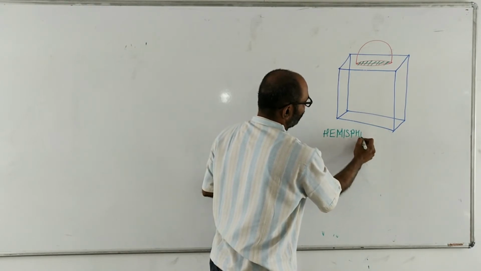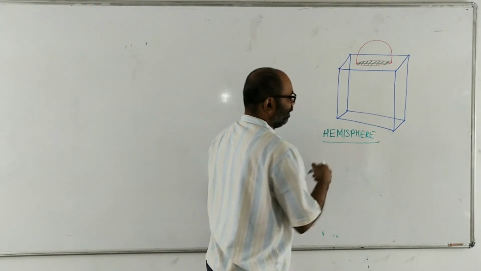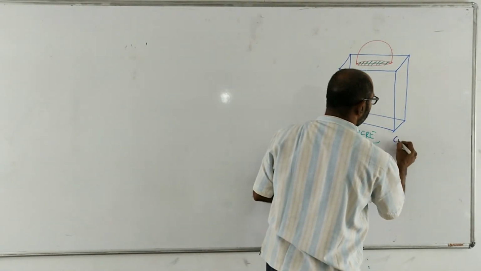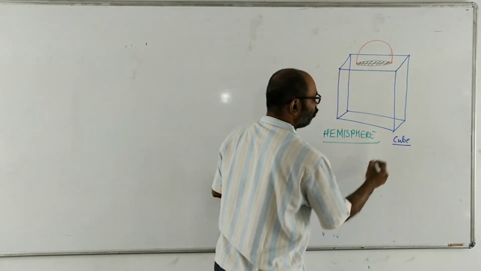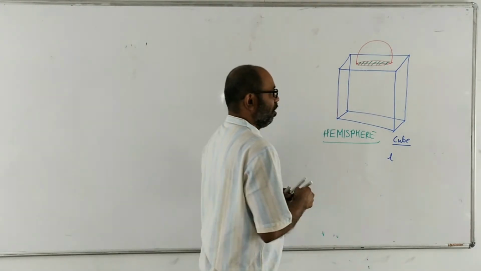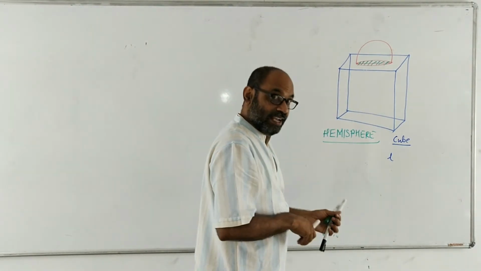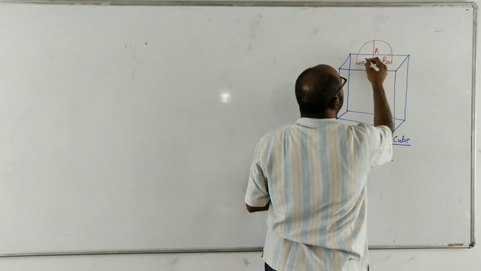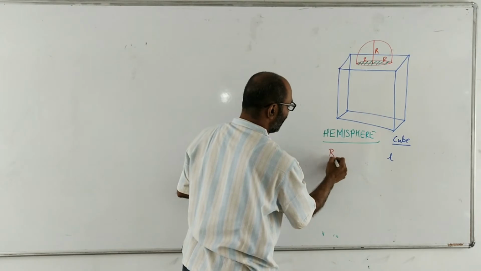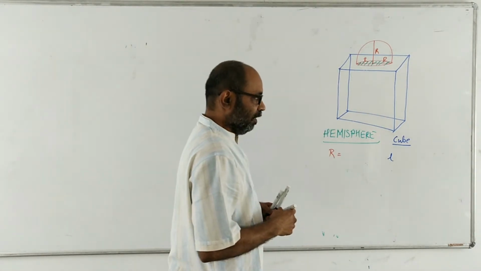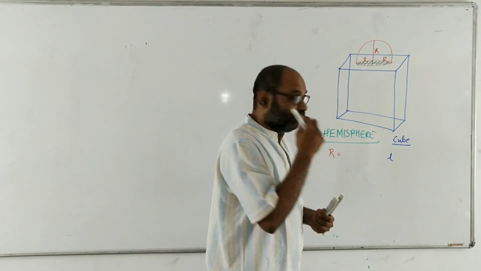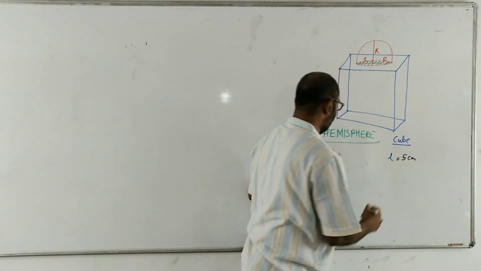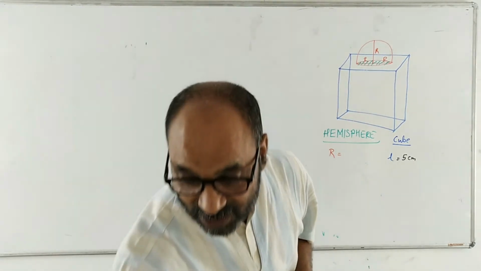Hemisphere. I've written in capital. Please make a note of that. And cube. All right. Cube का सिर्फ length है और hemisphere का सिर्फ radius होता है या diameter होता है. ये radius. So I'm writing radius here. All right. Well, what is the edge of the cube? Each edge of the cube given? Yes, 5 centimeter.